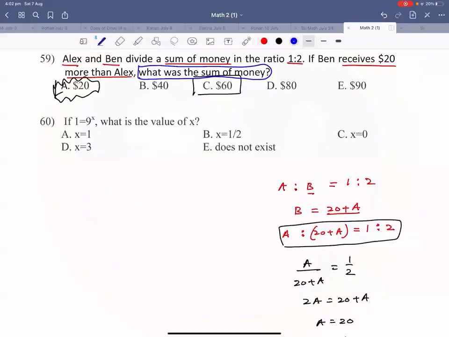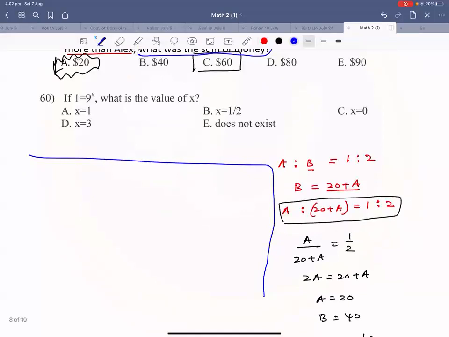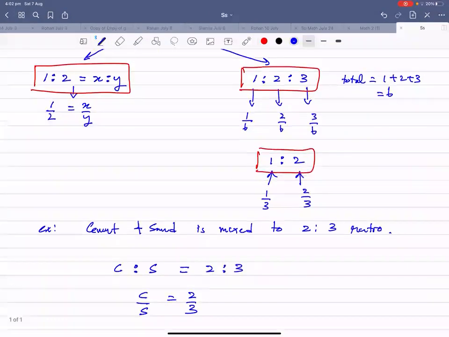Okay, so now if you have 1 is equal to 9 to the power x, yeah, answer is actually C, 0. Why? Because 9 raised to the power 0 is 1, right? So 1 can be written as 9 to the power 0. So it's going to be 1 and 1. So answer is this, right?